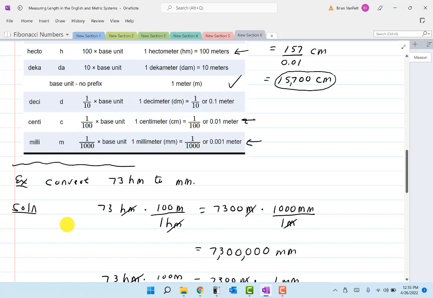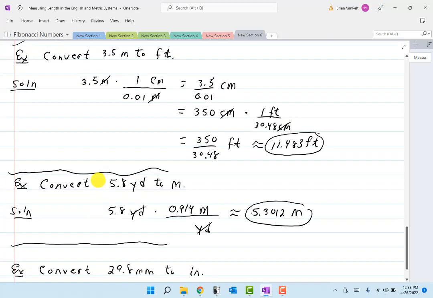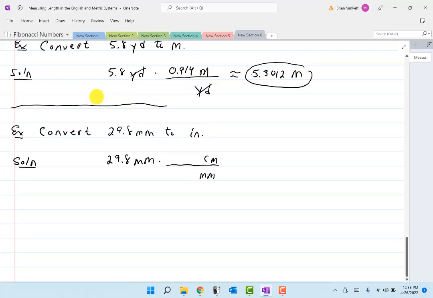No, they're all referenced in terms of meters. So I'm going to have to use this one again. 1 centimeter is 0.01 of a meter. And 1 millimeter is 0.001 of a meter. So I'm going to have to go through meters. So 1 millimeter was equal to 0.001 of a meter.